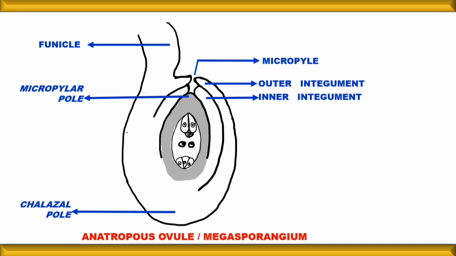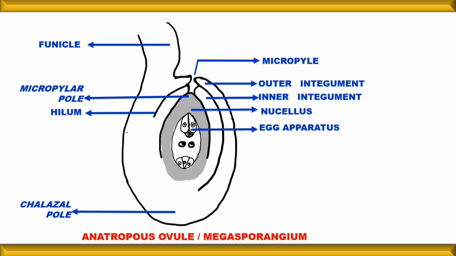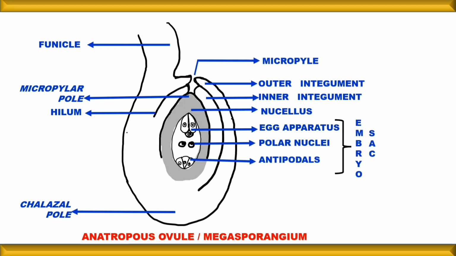The corresponding pole is the micropylar pole, opposite the chalazal pole, and then the hilum. Also the shaded region is the nucellus, and then the egg apparatus, the polar nuclei and the antipodals, collectively called as the embryo sac. So this is the diagram which is completed. Try drawing it and you will get it easily.